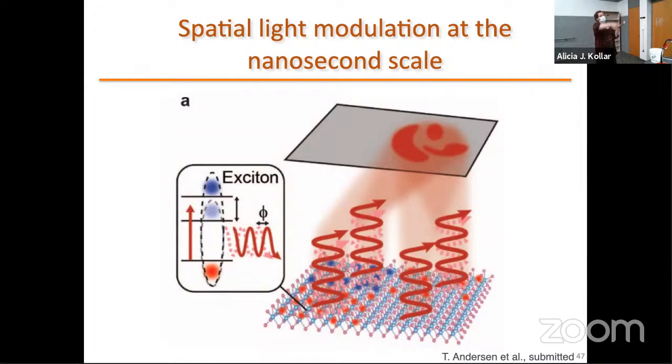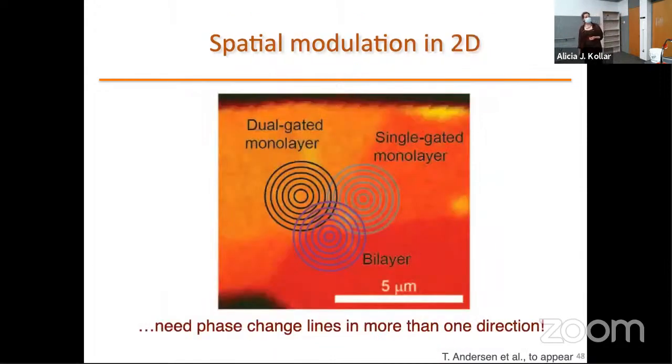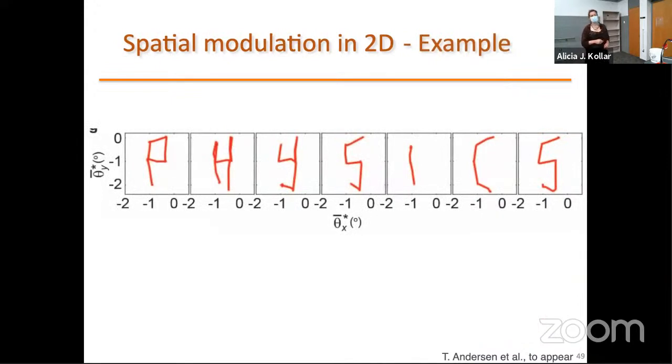This one gives only one direction, but then you can do, instead of two different, you make three different gates in a two-dimensional pattern. And here, that means you can do the beam steering in two different directions. And so what they did in the lab is they spelled out physics with that. Okay, so this is what this is about.